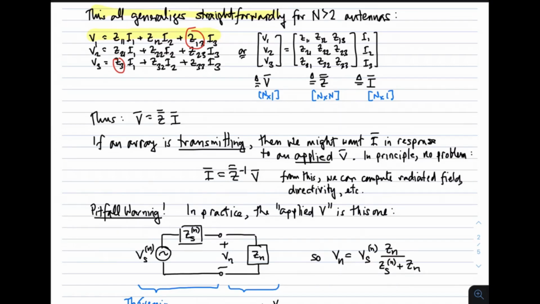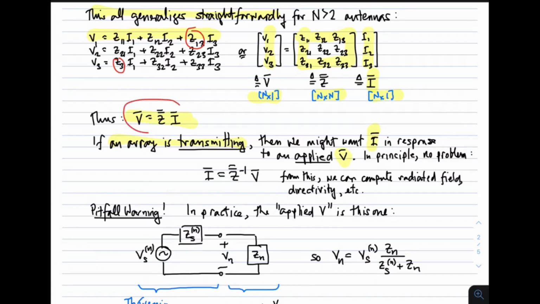And you can do the normal trick of recasting this as a linear algebraic structure where we have a column vector of voltages, in this case n by 1, where n is the number of antennas, and a matrix of impedances, which is n by n, and a column vector of currents, which is n by 1. So you can compactly write this whole thing as the column vector V equals the impedance matrix, right, multiplied by the column vector of currents. If an array is transmitting, then we might want the currents in response to applied voltage.